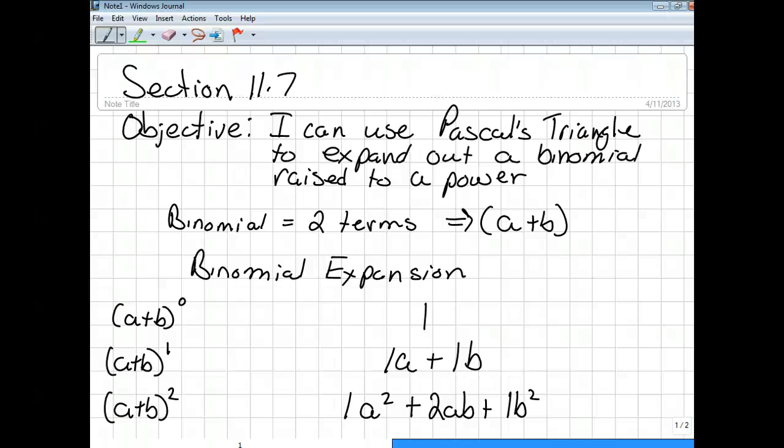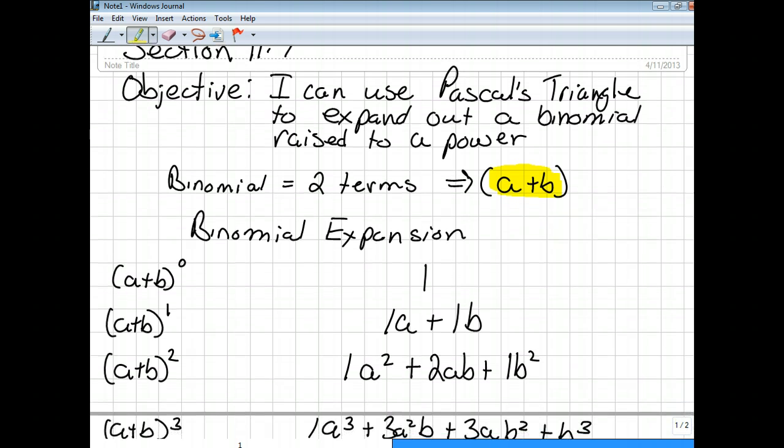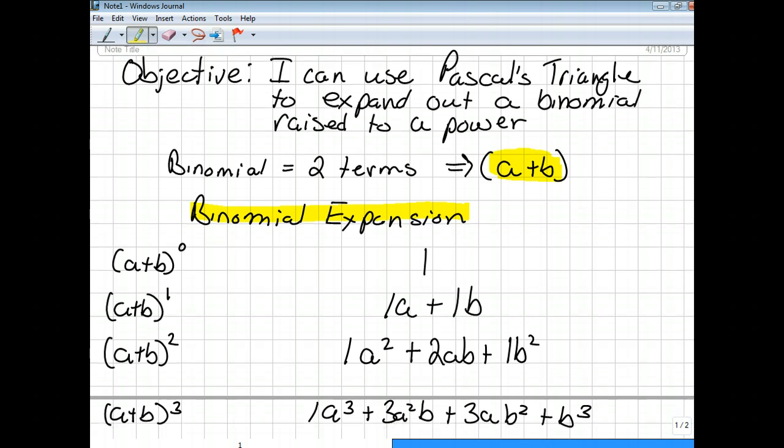Section 11.7. Our objective today is I can use Pascal's triangle to expand out a binomial raised to a power. So remember that a binomial is something with two terms, and we've done extensive multiplying out of binomials, and that is called binomial expansion.